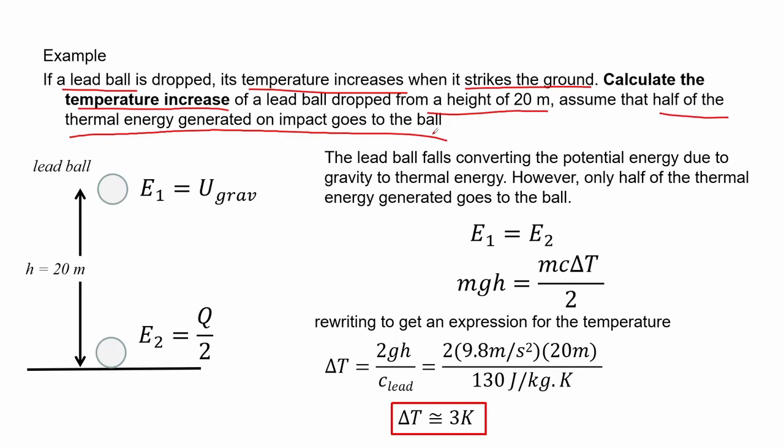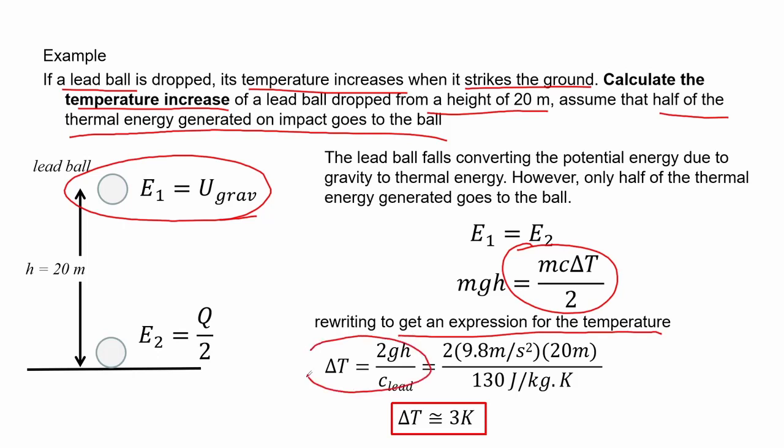The first position is at a height h, thus it has a potential energy at rest. We assume here that it is initially at rest and falls freely. As it strikes the ground, half of the energy is converted to thermal energy, thus at position 2 we have the quantity of heat divided by 2. Equating the energies at these positions, we have an expression that we can rewrite to solve for delta T and get that the temperature increase is about 3 Kelvin.